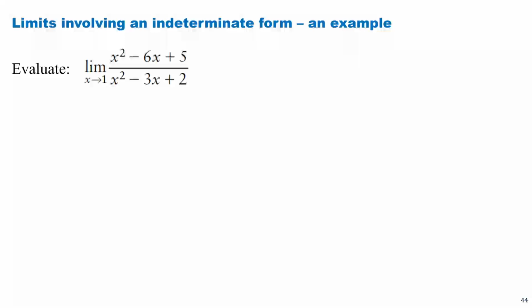Okay, so at first glance, you might want to insert x equals 1 into the rational expression. But if you insert x equals 1, you will end up with 0 over 0. And we don't know the limit when you have a 0 over 0, right? So if you have an expression like this, usually we can simplify that first. So that equals the limit when x approaches 1 of (x minus 5) times (x minus 1) over (x minus 2) times (x minus 1).